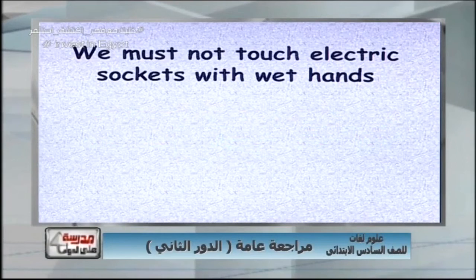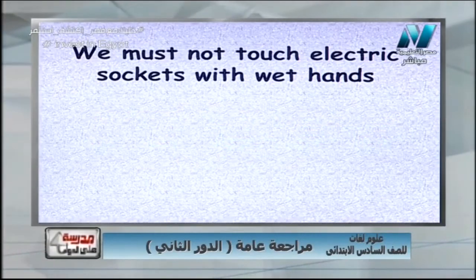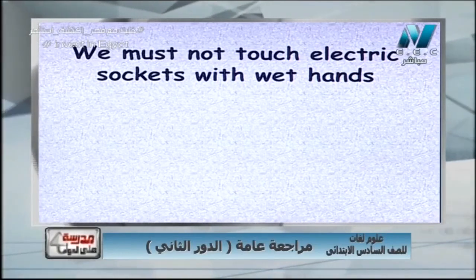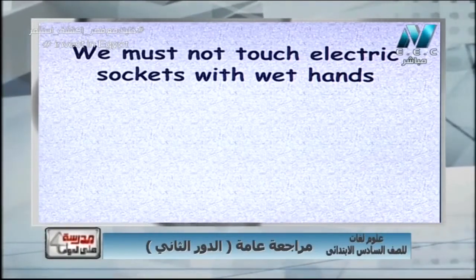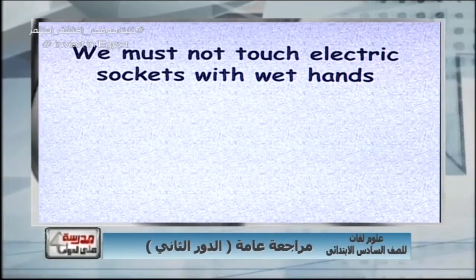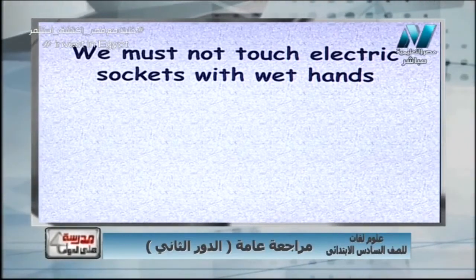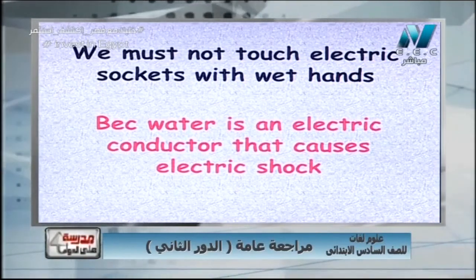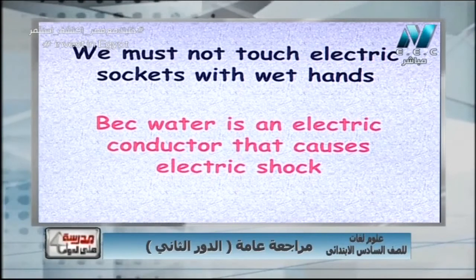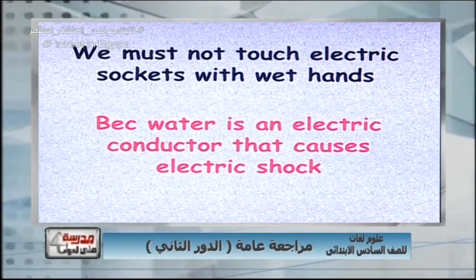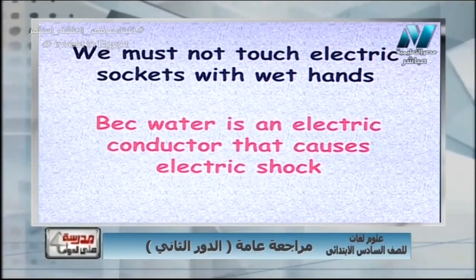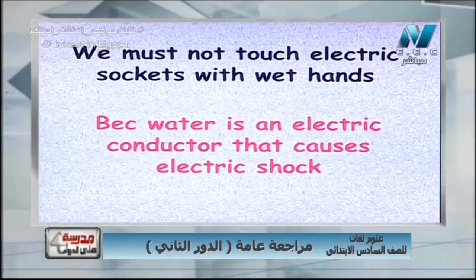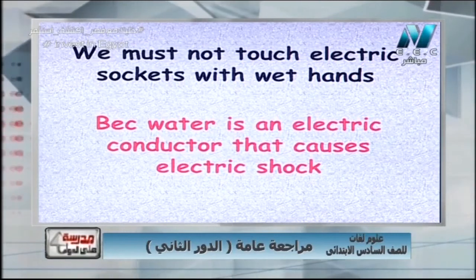Another question: you mustn't touch electric socket with wet hand. ما ينفعش تلمس اي فيشه كهربائيه او جهاز كهربي عموما with wet hand وايدك مبلوله. ليه؟ because water is an electric conductor that causes electric shock. لان الميه هي موصل كهربي وده بيسبب electric shock يعني الصدمه الكهربائيه. Again, because water is an electric conductor that causes electric shock.